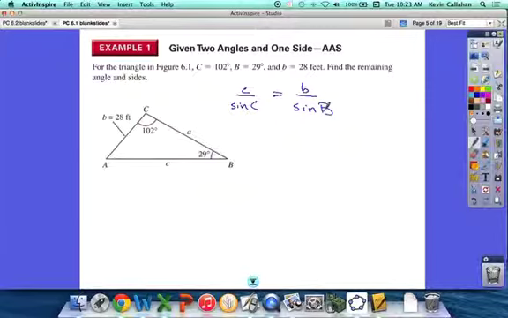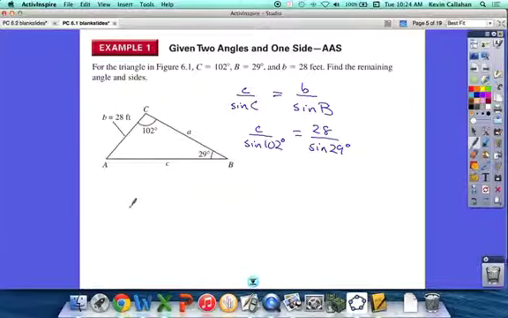Okay, now I can fill in for three of those, right? The only thing I don't know is the lowercase letter c. So I'm going to write c over the sine of 102 degrees equals b, 28, over the sine of 29. Right? So the only thing you don't know is C, so solve for C.